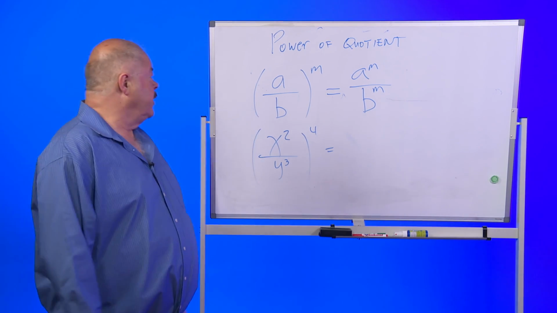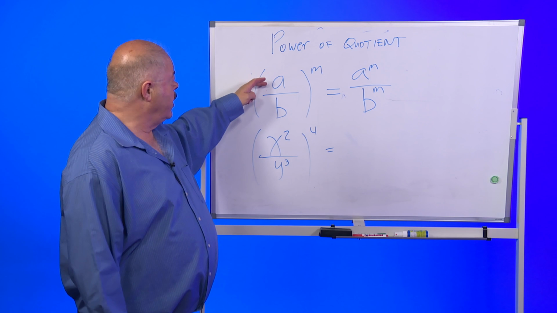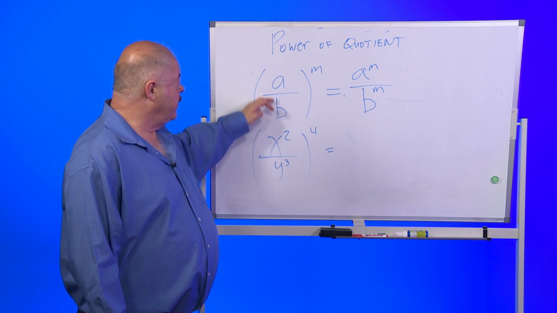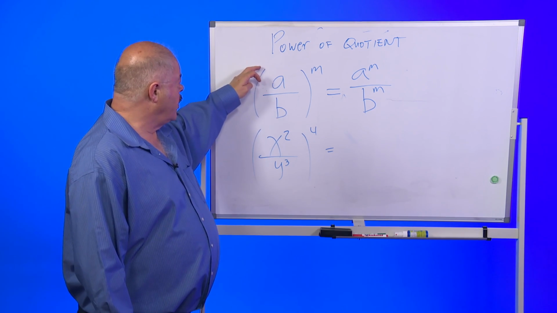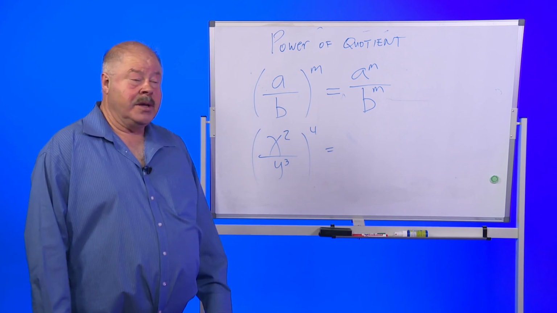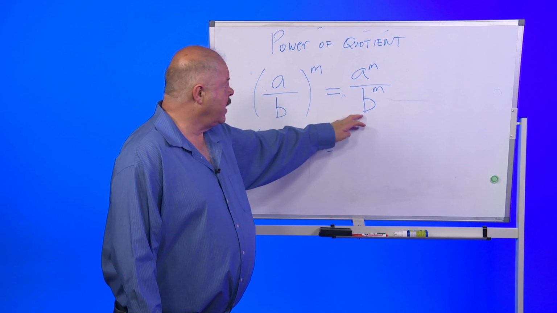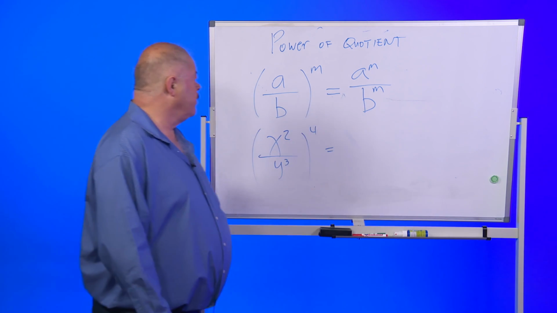Well, I flipped the board, and here we are with the power of quotients. The power of quotients. When you have a divided by b, and these may not be the same bases, it doesn't matter, then this is all raised to the power m. When you simplify this, this is a to the m and b to the m.